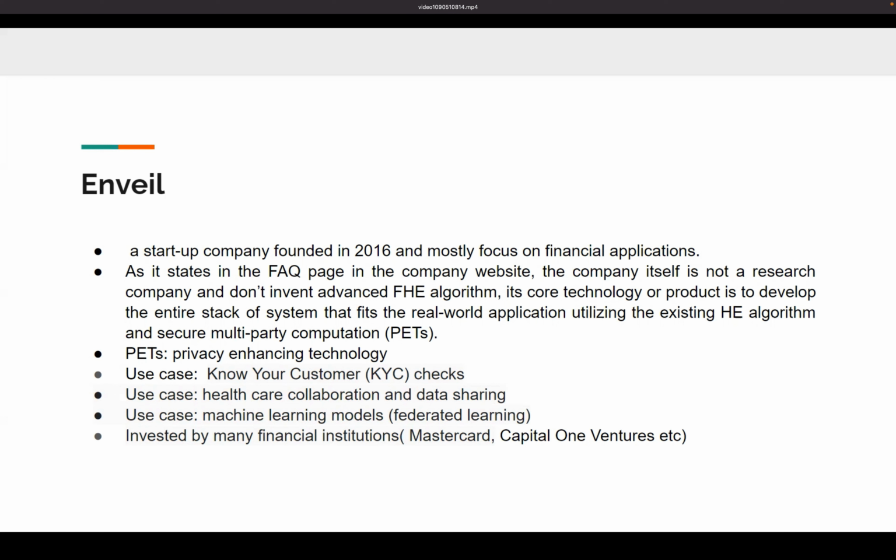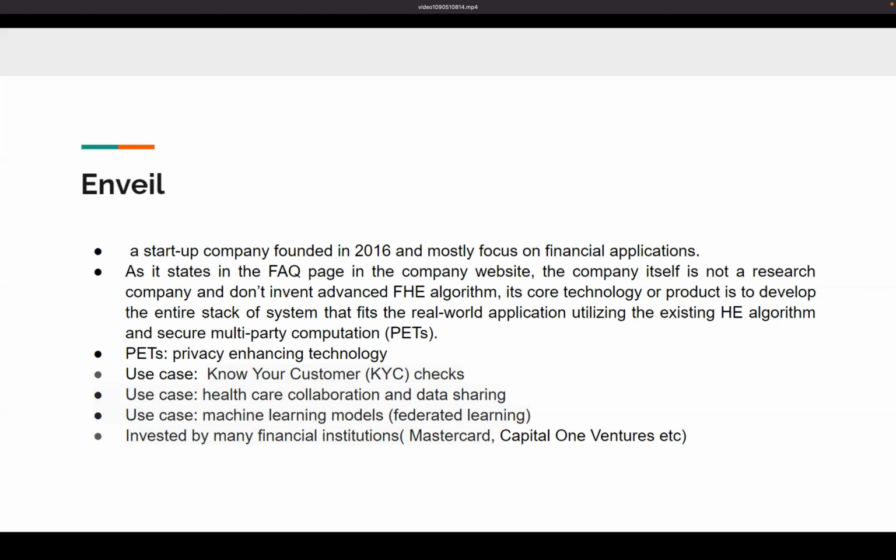enhancing technologies. Use case one is the know-your-customer check, where a customer wants to open an account in a bank, and then the bank sends an encrypted query about the customer's provided basic information to other data sources. Those data sources apply some operation like cross-matching or search and send the result back to the bank, so the bank can decrypt it.